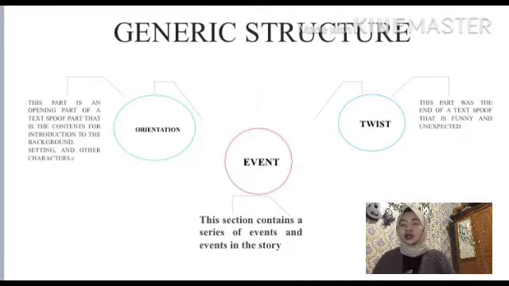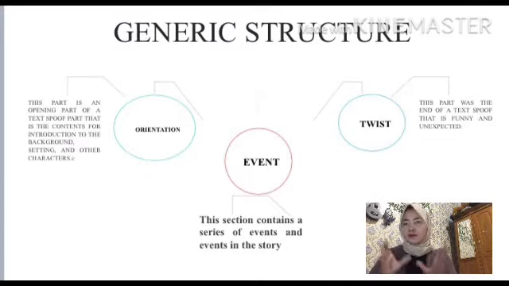The last step is the twist. The twist is the end of a spoof text, which is funny and unexpected. We can understand the twist as being like the closing of the story above. So before you write a spoof text, you must know these three steps in the generic structure.